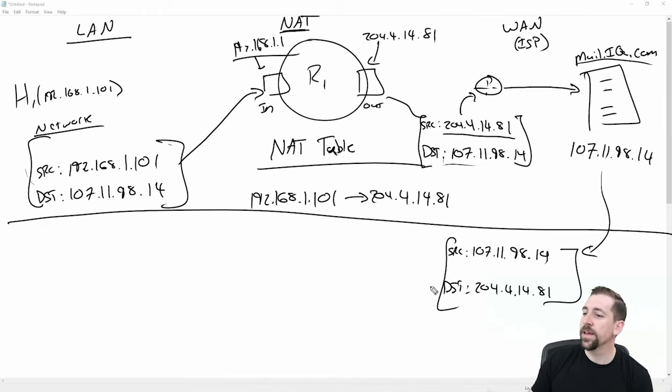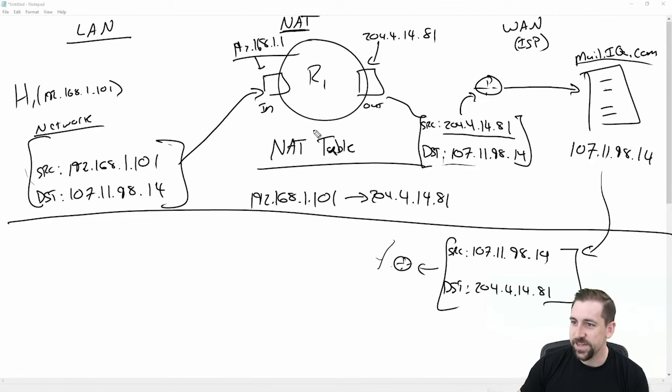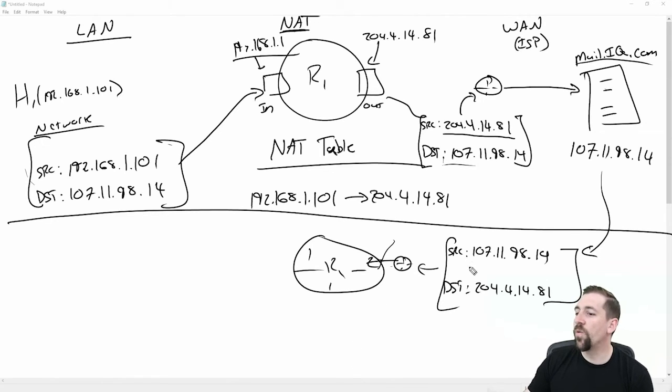204.4.14.81. And so this gets forwarded on to this intermediate router. The intermediate router looks at 204.4.14.81, knows where it goes, and sends it to R1. R1 sees this destination, 204.4.14.81. That's this. And when R1 sees this IP address, it looks it up in its network address translation table because it goes, oh, I know this address.